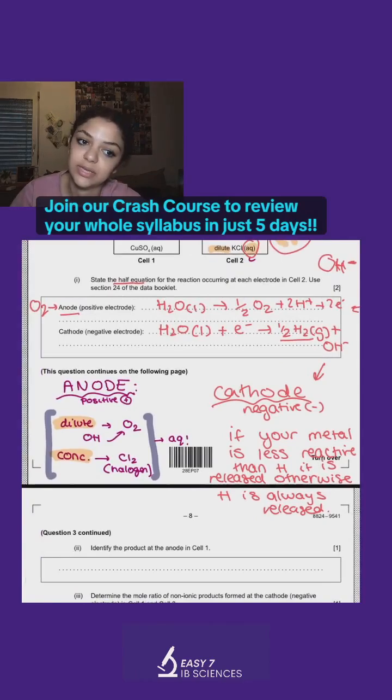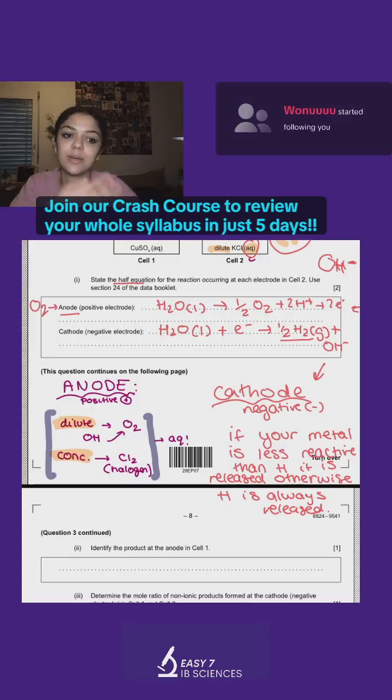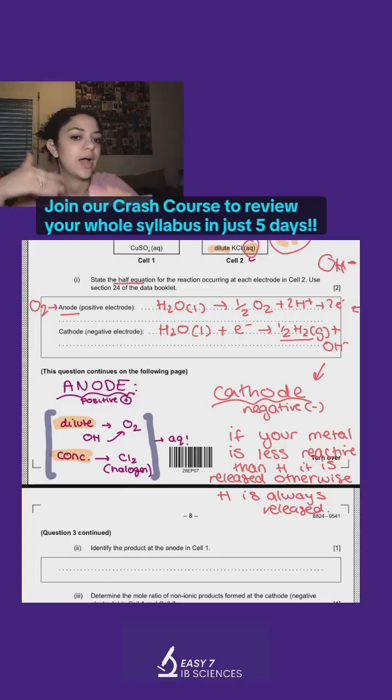Is it different with voltaic cells? Yes, it is. Because of course you have a different positive and you have a different negative. With molten, it's much easier because in molten, you don't even have the OH minus and the H plus. So all you have to say is that the metal is released at the cathode because your metal is positive, so it's attracted to the negative cathode, and then your halogen is released at the anode because it's attracted to the positive anode. Okay?